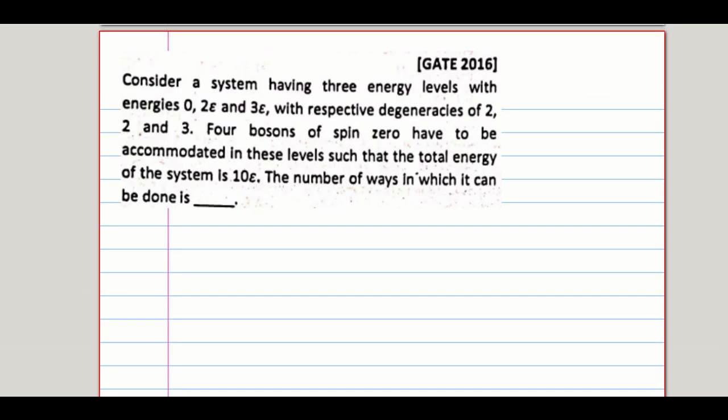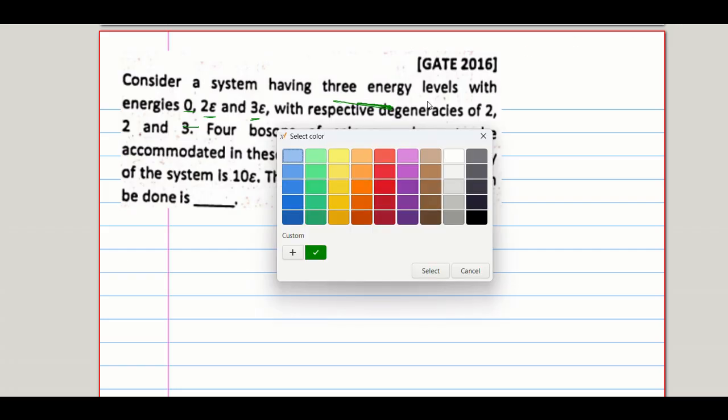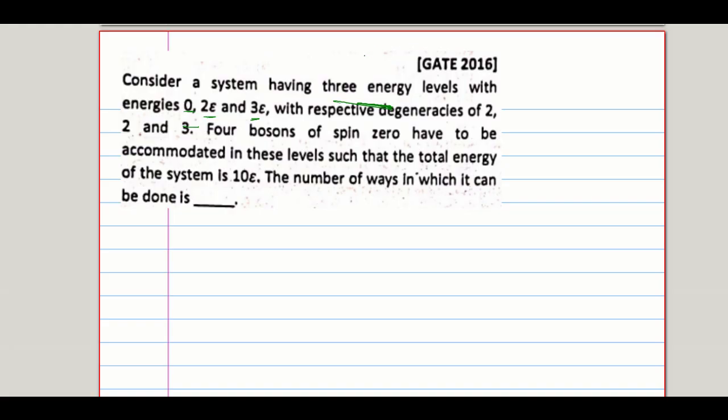Consider a system of 3 energy levels with energies 0, 2E and 3E with the respective degeneracies of 1, 2 and 3. 4 bosons of spin 0 have to be accommodated in these levels such that the total energy of the system is 10E. Okay, so there are 4 bosons.